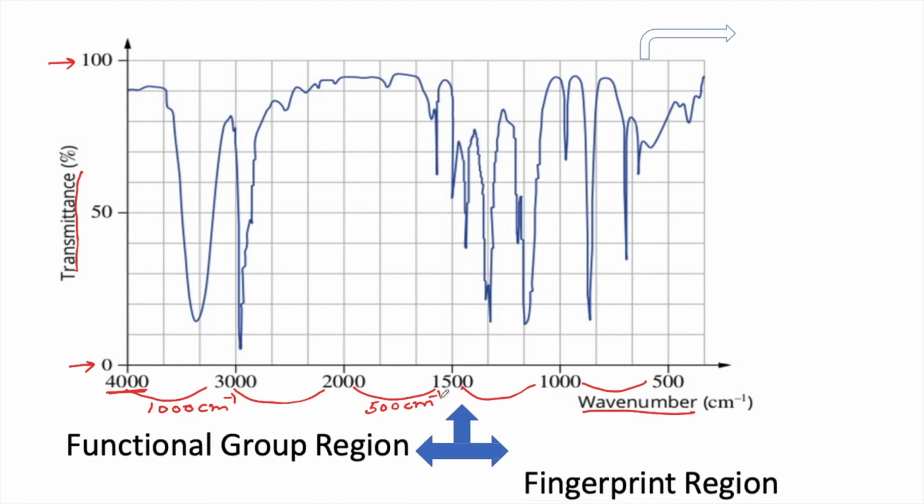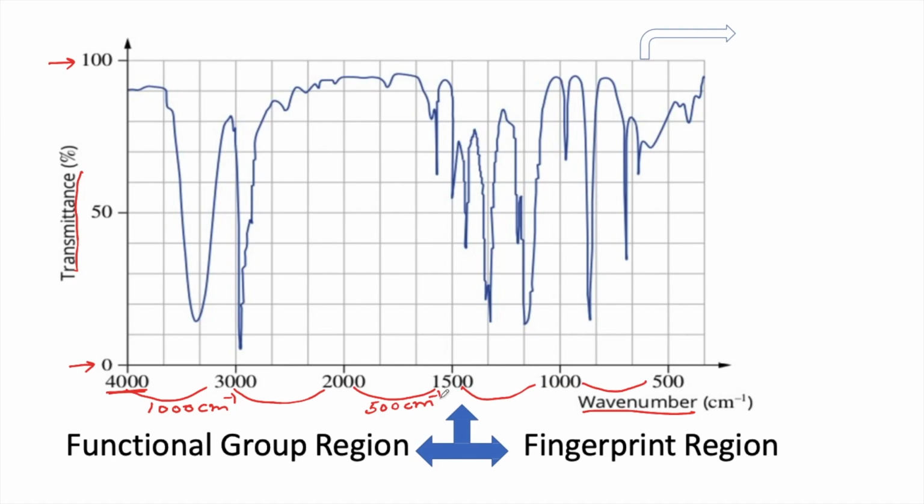This horizontal axis, or the middle IR region, is divided into two regions. The first one is the functional group region. The region between wave number 4000 and 1500 is known as the functional group region, because this region helps us determine what type of functional groups are present within the sample molecule. And looking at the absorption bands, we can determine that.